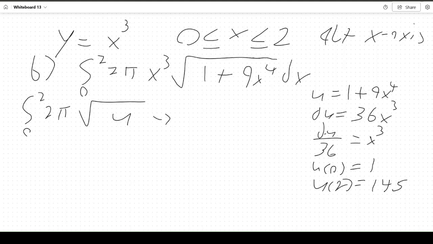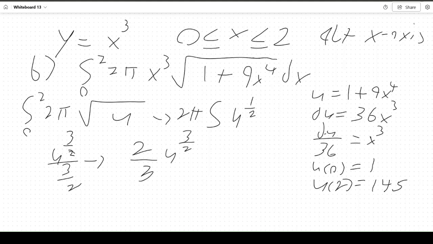And we can take 2 pi out of the integral. So this would be u to the power of 1/2. So let's integrate it. 1/2 plus 1 would be 3 over 2. We can divide that by 3 over 2, multiply the reciprocal, and that would be 2 over 3 u to the power of 3 over 2.